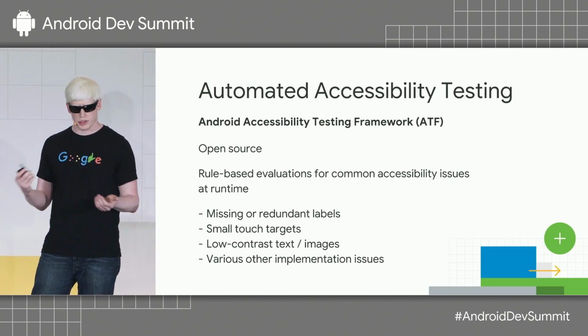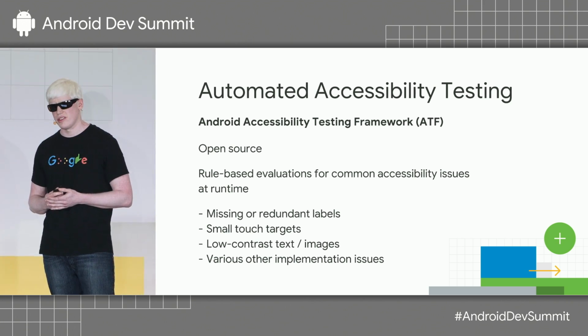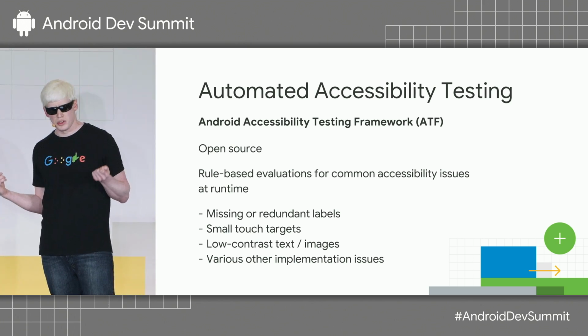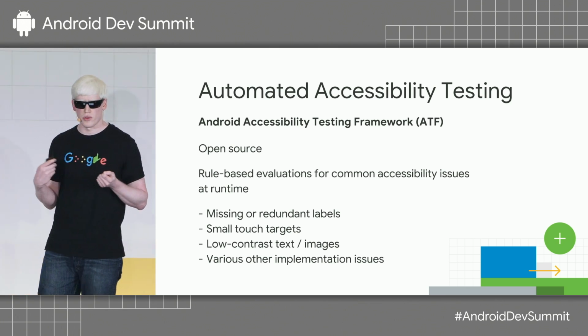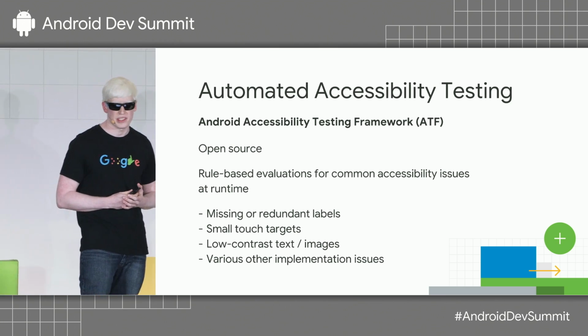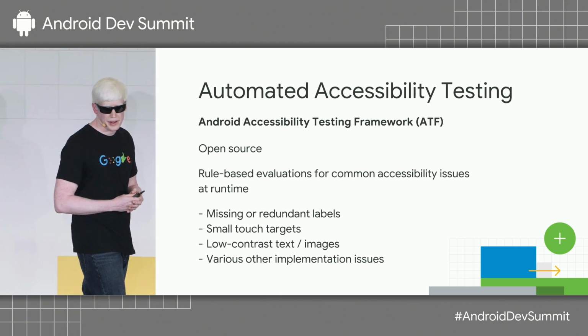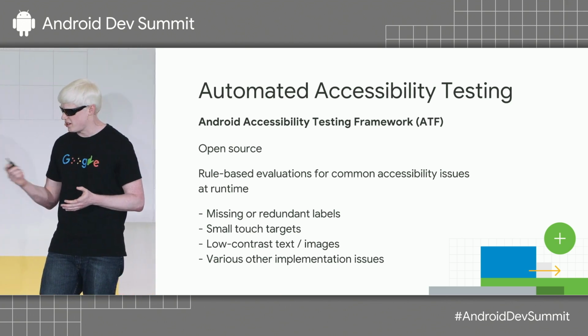This is an open source project, so you can go and find it on GitHub. And essentially what it's aiming to do is look at your app's UI at runtime and find some more of the automatable mechanical aspects of accessibility that we see day to day that affect users the most. So we can find a lot of the common issues that Qasid discussed.